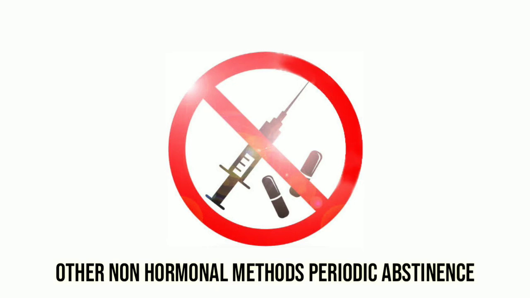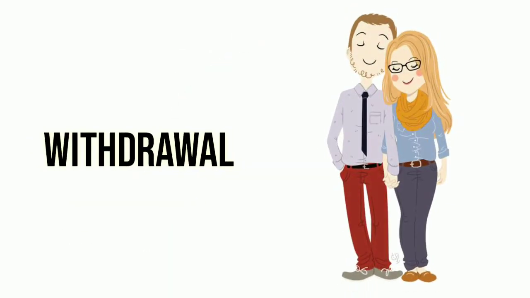Periodic abstinence involves abstaining from intercourse during a woman's fertile phase of the menstrual cycle. A woman uses various signs to identify when she is fertile and during this time abstains from sexual intercourse. Withdrawal, also known as coitus interruptus, requires removing the penis from the vagina before ejaculation so as to prevent contact between sperm and the egg.